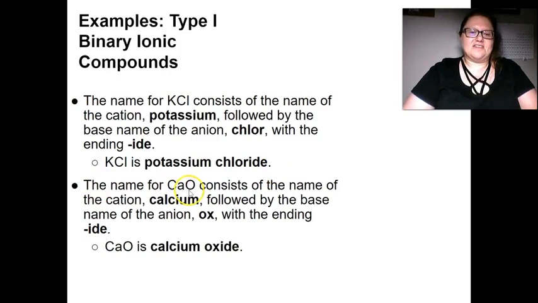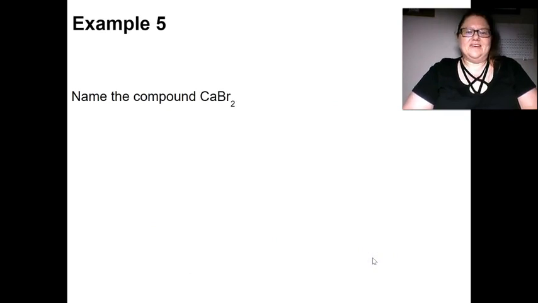The next example is CaO. Calcium is the metal. The metals are always first, if that helps. Okay, so calcium is the first name. And then I have oxygen, but it's an ion to form this substance. So I have to say not calcium oxygen, I say calcium oxide. Here's one for you to try.